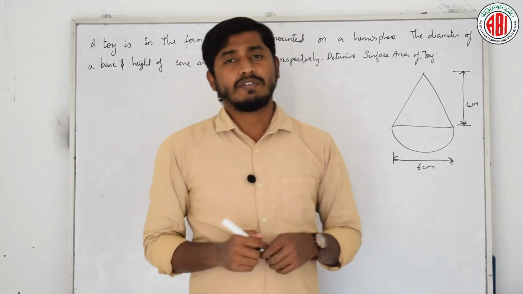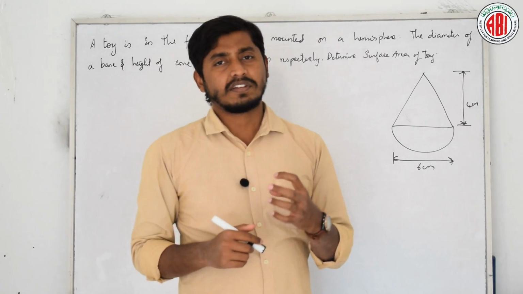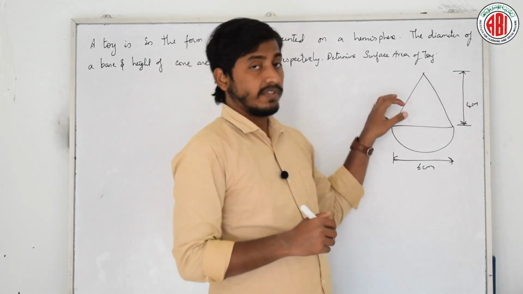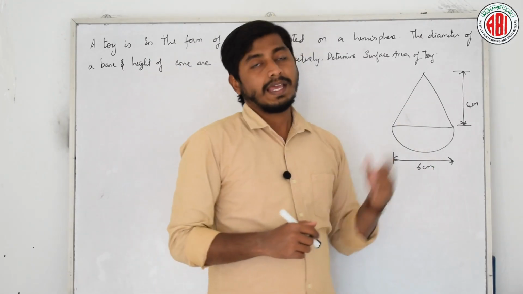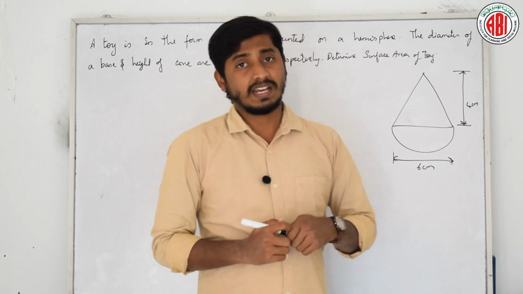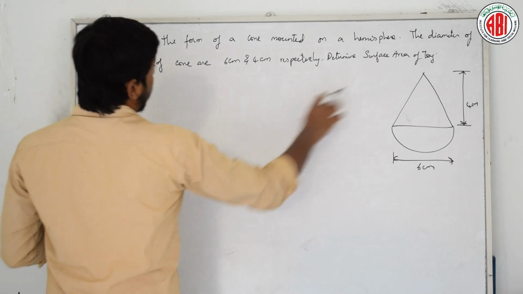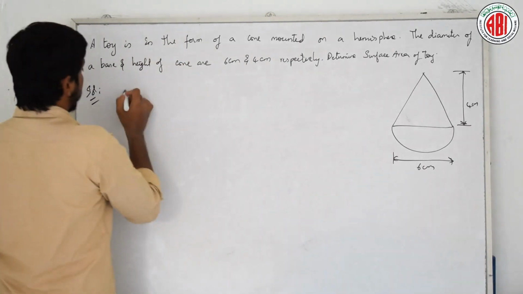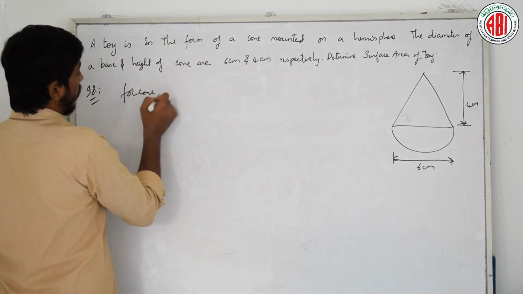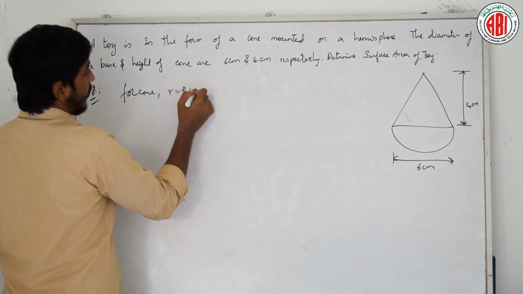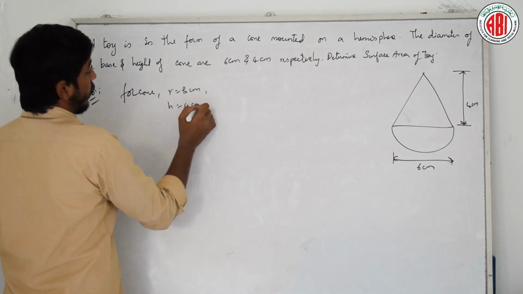He is asking us to find the surface area of the whole toy. How do we find it? First of all, we have to find the surface area of this cone and the surface area of the hemisphere. Okay, shall we start? See here. What is given? For the cone, the radius is 3 centimeter, height is 4 centimeter.